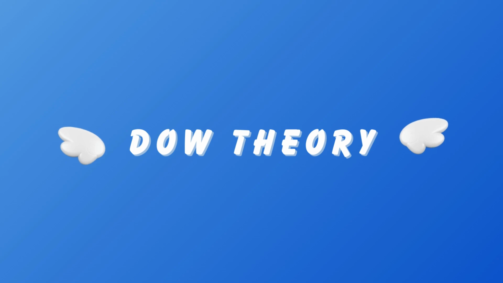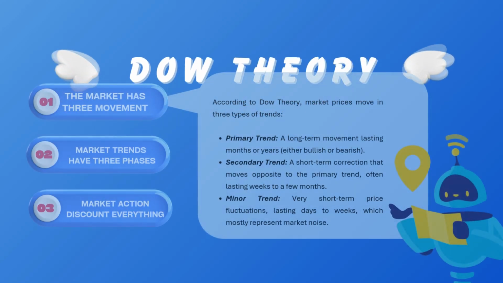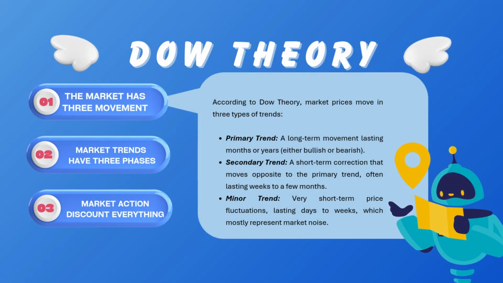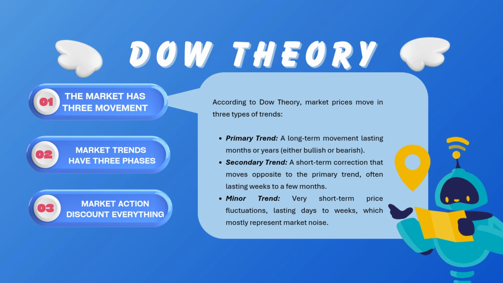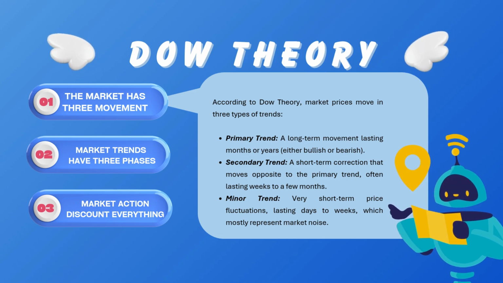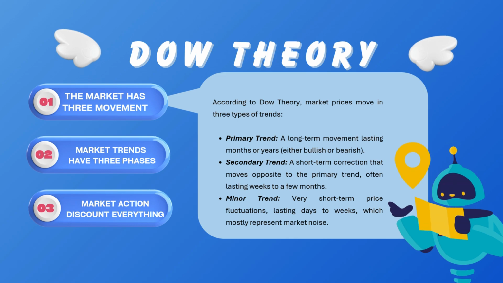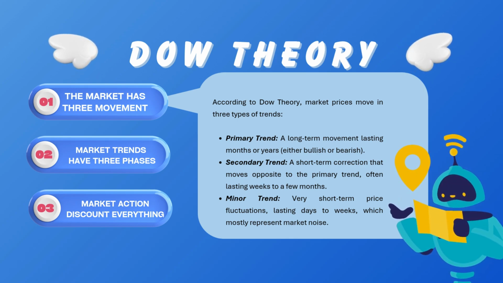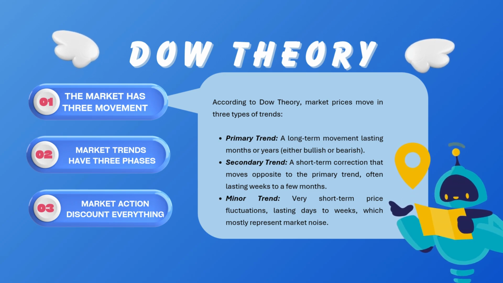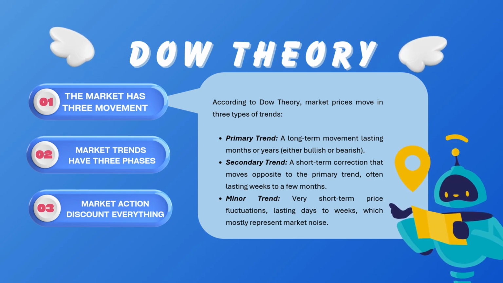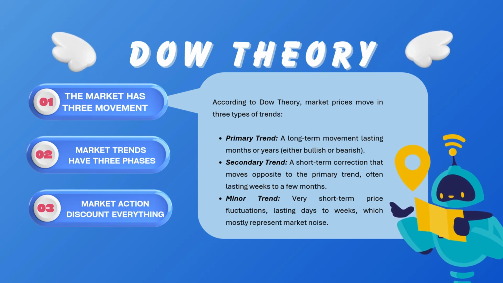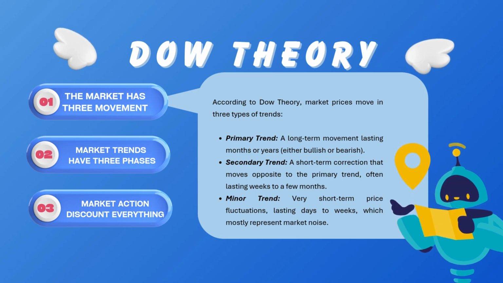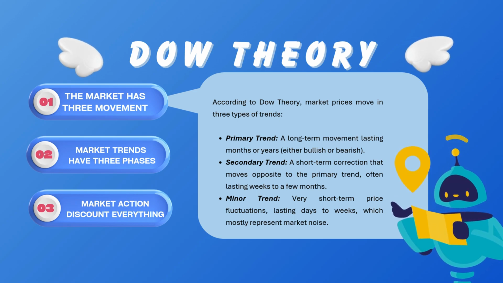the Dow theory, which is a foundational concept in technical analysis. According to Dow theory, market prices move in three types of trends. The primary trend is a long-term movement that can last for months or even years, and it can be either bullish or bearish. The secondary trend is a short-term correction that moves in the opposite direction of the primary trend, typically lasting weeks to a few months.